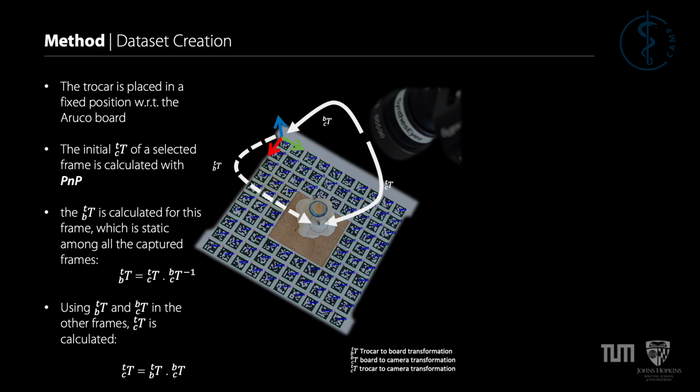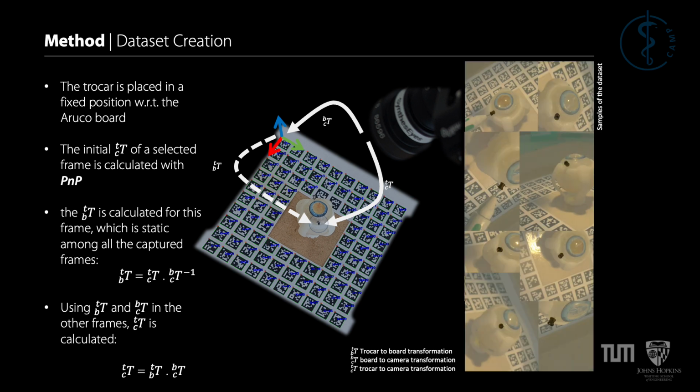In any other frame, since the pose of the trocar and the board is known, tracking the board would provide us the trocar pose. We use the trocar pose together with its 3D CAD model and PyRender to create the segmentation masks. On the right, some samples of the dataset can be seen.